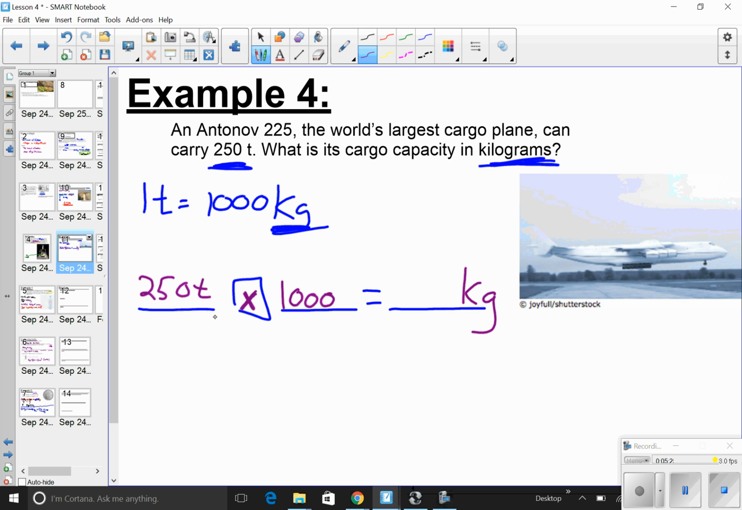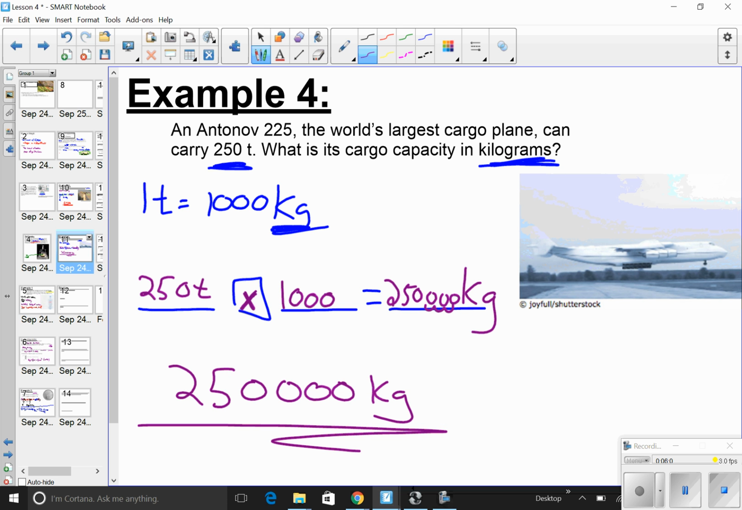So 250 times 1,000 is, I'm going to move the decimal 3 spots to make it bigger. If the decimal was here, 1, 2, 3. And you got to fill those spots with zeros. So the Antonov 225, the world's largest cargo plane, can hold 250,000 kilograms.